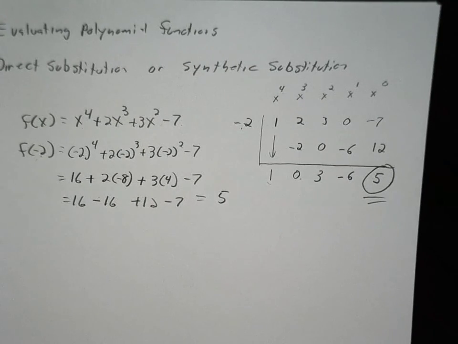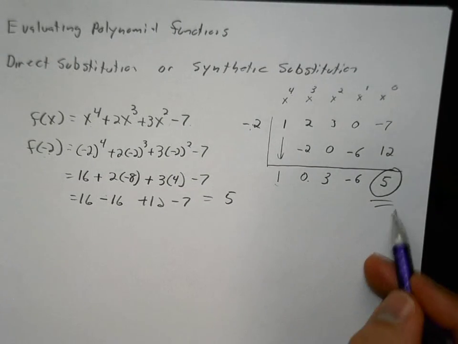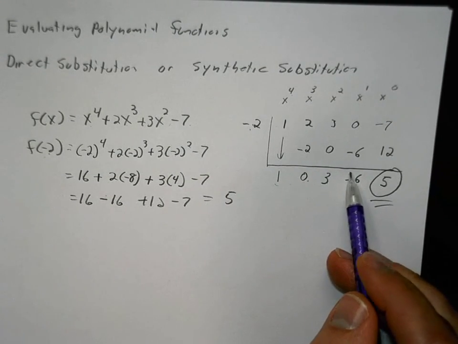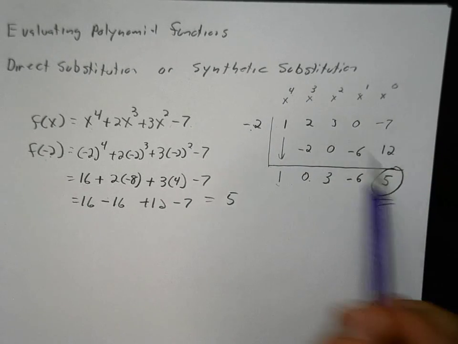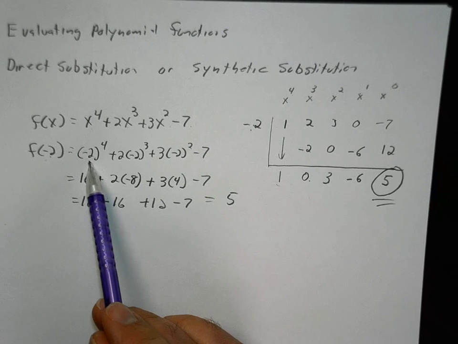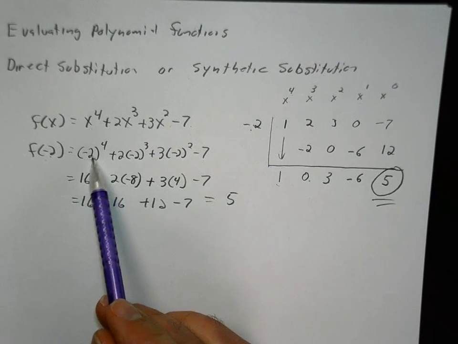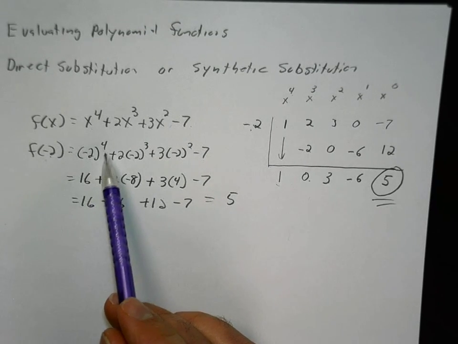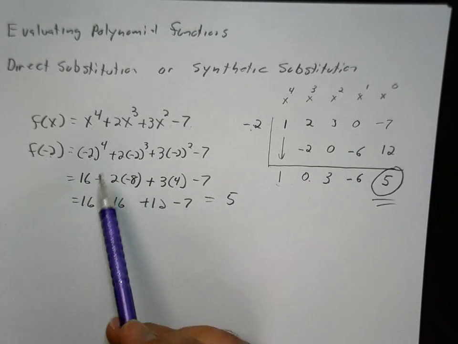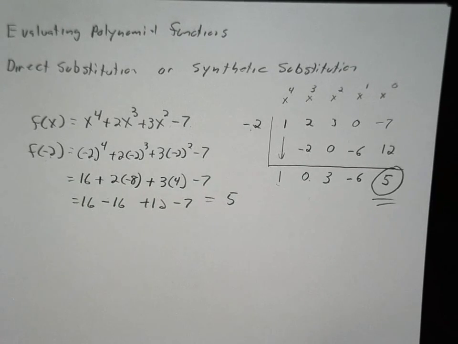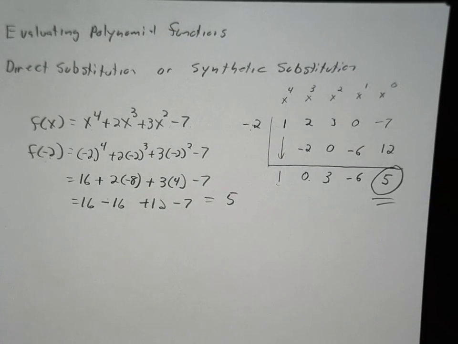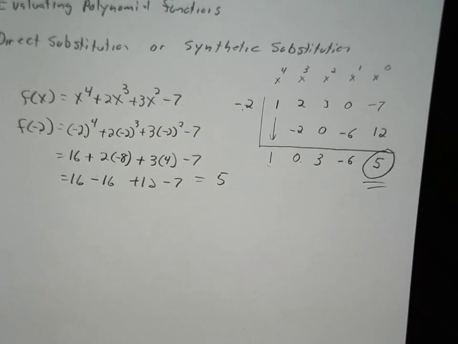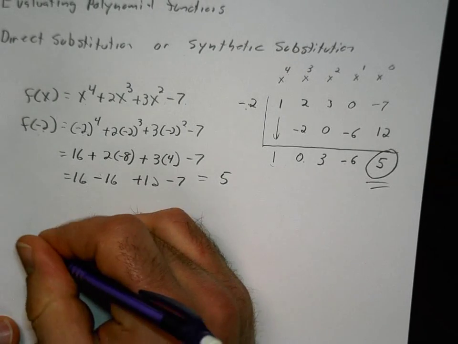So it's kind of a unique way to do this. The reason it comes in handy is all you have to be able to do is multiply and add. Whereas this process, if you have some bigger numbers and you're trying to take a bigger number to the 4th power, the 3rd power, it gets a little more difficult. So by hand, sometimes synthetic substitution becomes easier. Okay, so let's just do one more.